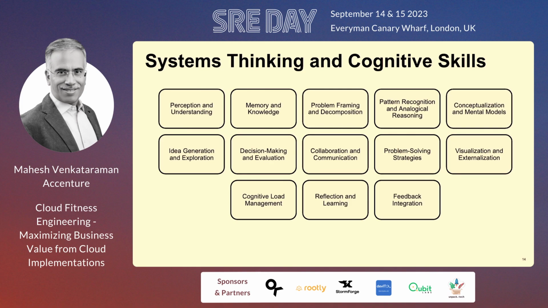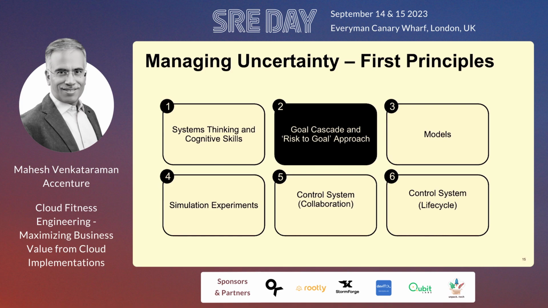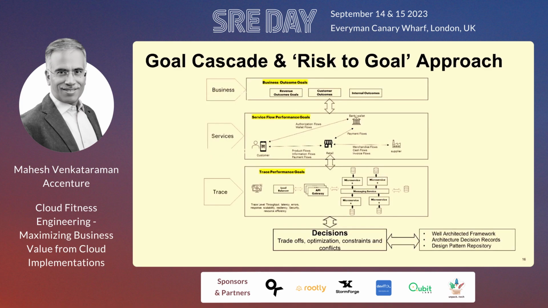Right. The second is goal cascade and risk-to-goal approach. Here we propose that from the business outcome goals, which are primarily the balanced scorecard approach, revenue goals, customer goals, and internal outcome goals, you cascade these goals into service performance KPIs.